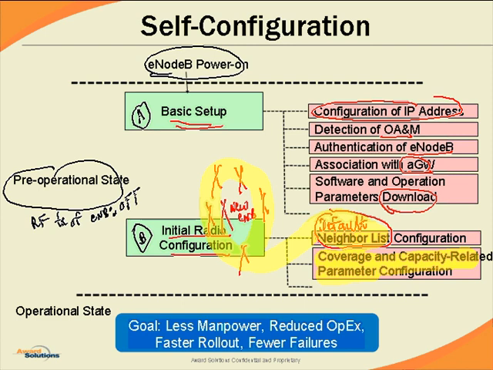The idea behind self-configuration is that we would be significantly reducing the human involvement. That will save us a lot of time and effort. Also, it will reduce the cost. We can roll out the network faster because we will save a lot of time. And hopefully, we will be able to minimize the failures which are due to human error.